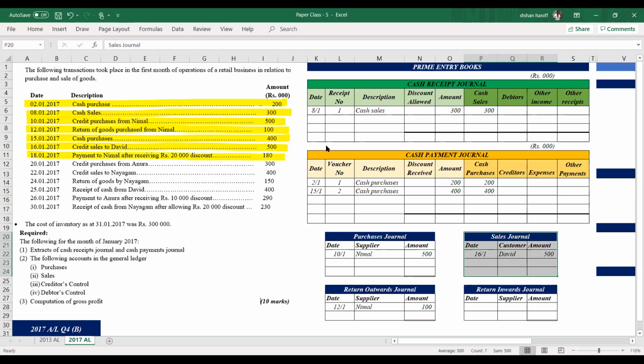18th January, payment to Nimal after receiving 20,000 discount. So it's a payment which goes to cash payment journal. Paid to Nimal. Discount is 20,000. Then the amount is 180. So it comes under the creditors column, 180. So total creditor is 200.